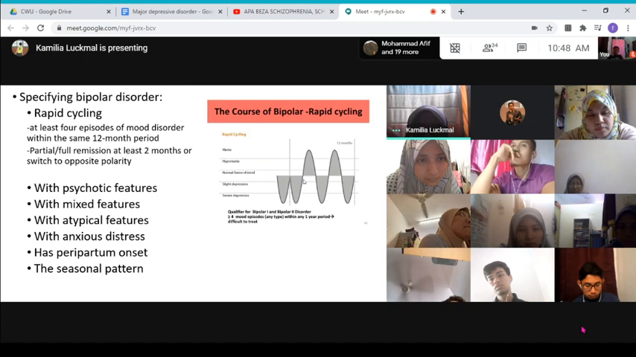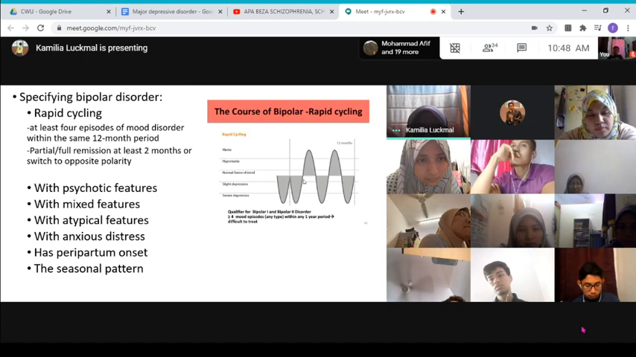Okay, proceed. So differential diagnosis depends on whether the patient presented with a depressive episode or a manic or hypomanic phase. This has been listed by our CPG. For the comorbidities, bipolar disorder is commonly associated with anxiety disorder first, and then followed by substance misuse, and then the rest like PTSD and OCD.